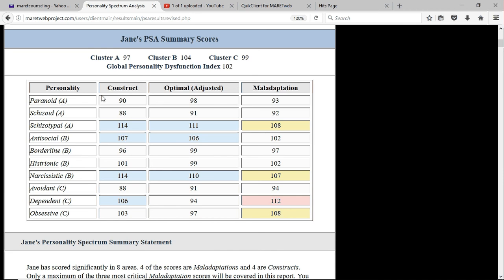You can see here the construct score. Now, construct, again, a construct is any score for paranoid, whether it's an optimal item on the list of items or a maladaptive item on the list. And remember the matching. If there's 10 optimals, there's going to be 10 maladaptive items.